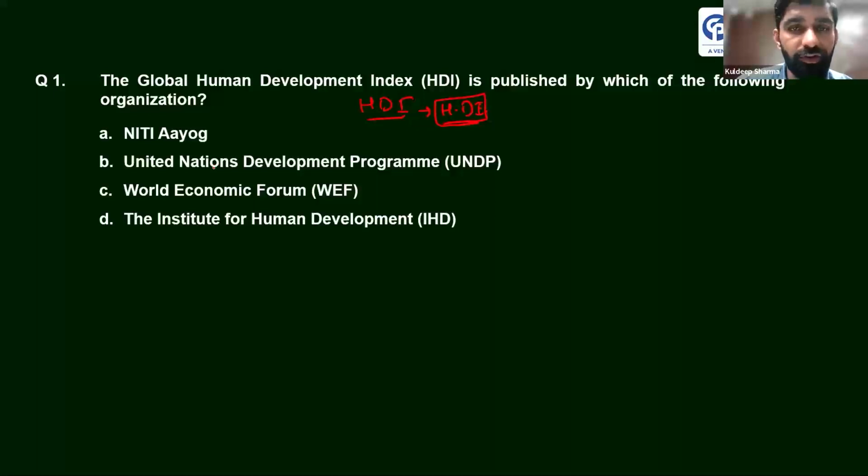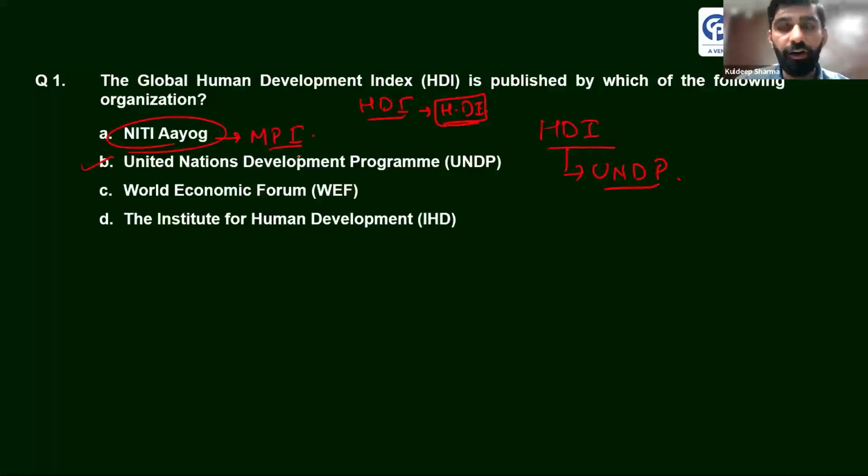So first is Niti Aayog, second is UNDP, third is World Economic Forum, and the fourth is IHD or Institute for Human Development. And the answer for first is B, UNDP. The very famous HDI index is published by UNDP. Moreover, Niti Aayog publishes a country level report, and it ranks the states on the basis of the MPI index, the multi-dimensional poverty index, which is based on more parameters rather than just the three parameters which the HDI uses.